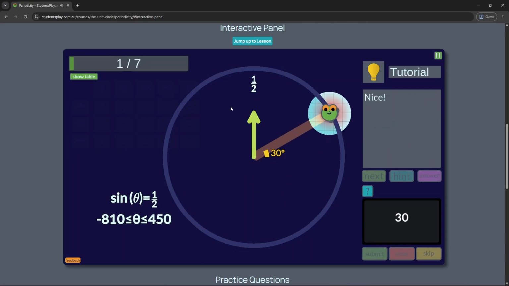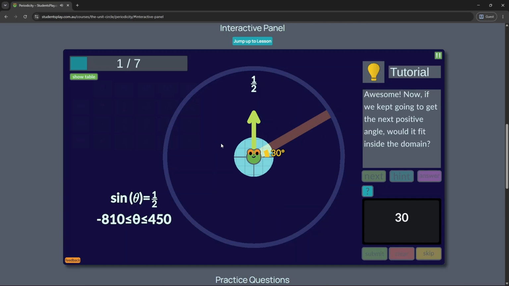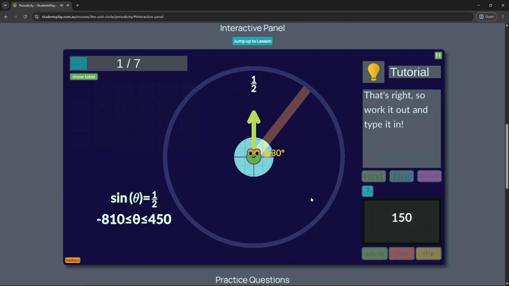All right, the next one after that would be across here. So we could go around 180 and then minus 30, 150. Yeah, 150 is less than 450, so we should be good. Work it out, type it in. Nice.